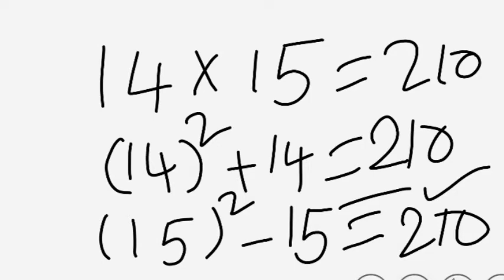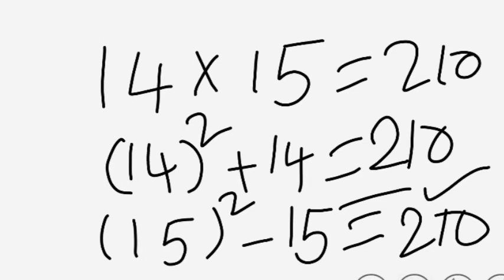If you want to take the small number, just take the small number, square it, and add the small number. If you want to take the big number, just take the big number, square it, and subtract the big number. So that is the main process. So calculation of any two consecutive numbers' multiplication is very easy.